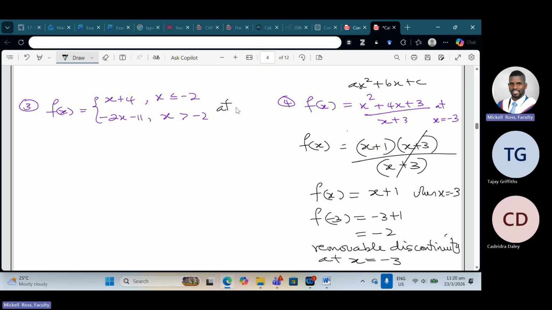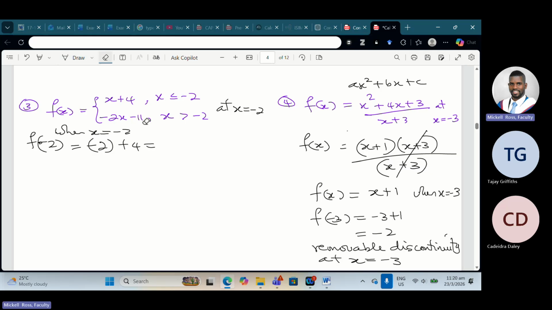Oh, this is at x equal to negative 2. Sorry about that. When x equal to negative 2, we're going to have f of negative 2. That's when it's equal, so we have to use this one. So it's going to be negative 2 plus 4, which is equal to 2. So it exists. It's clear to see that it exists. You get a definite value, so we know that the function exists.